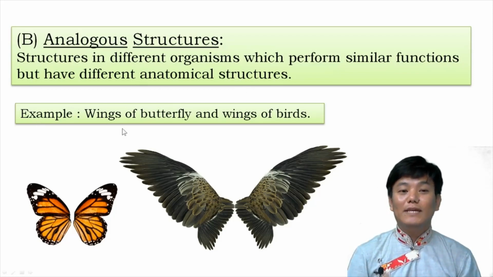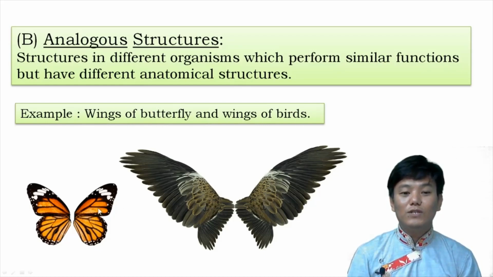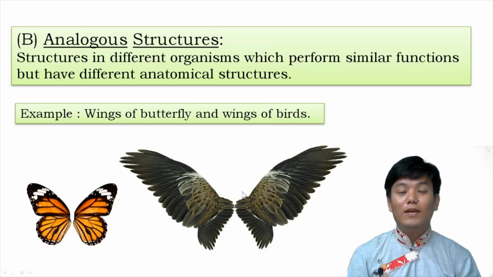Right. So examples include wings of butterfly and wings of birds. These structures are said to be analogous structures. They are not anatomically similar; they have different anatomical structures. For example, the bird wings contain bones, whereas the butterfly wings don't contain bones. But they perform a similar function, that is flying, right?